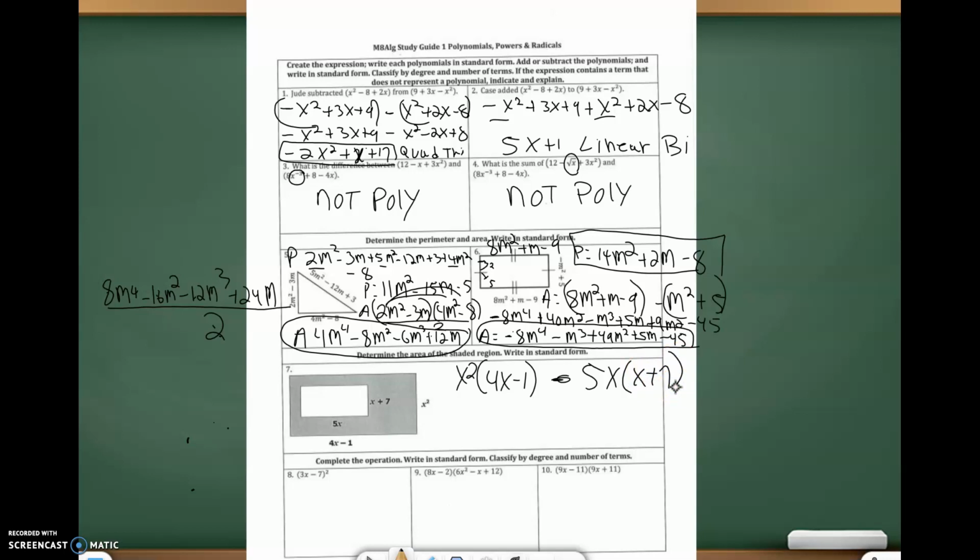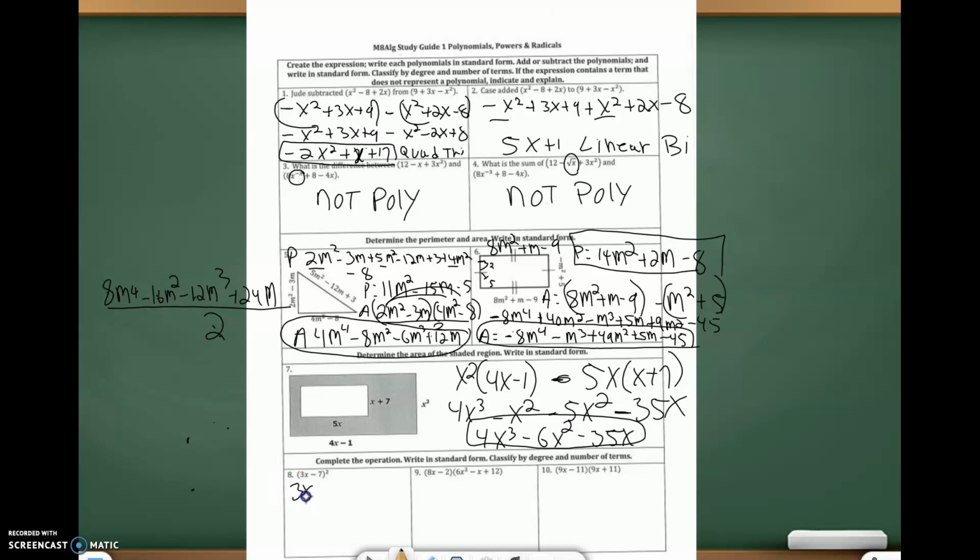So we're going to get 4x cubed minus x squared. Now I'm distributing a negative 5x. Be careful. Negative 5x squared minus 35x. I see two like terms in the middle. I'll combine. So I will get 4x cubed minus 6x squared minus 35x. All right, final answer. All right, last two.